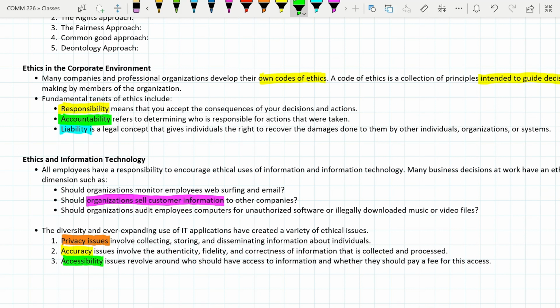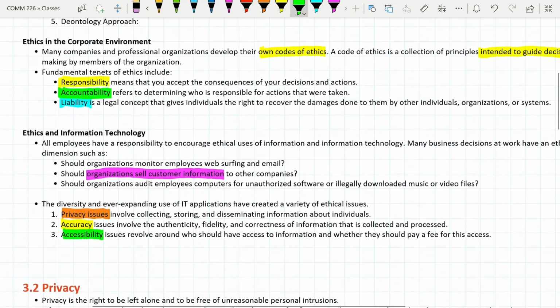Accessibility issues revolve around who should have access to information and whether they should pay a fee for this access. So this could be like many school organizations needing you to pay to access their libraries. Let's say, I believe at Harvard you need to pay to access all their studies. So that's an example of that.